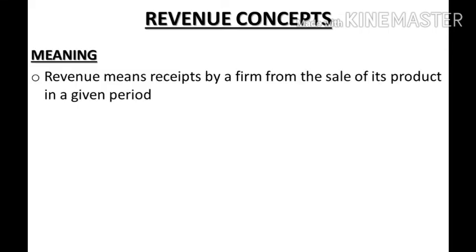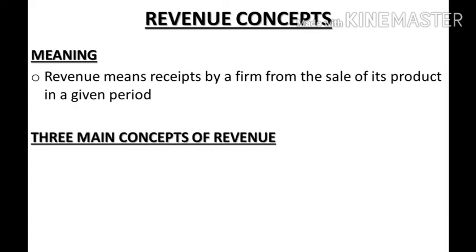The next thing in the chapter is revenue, because the caption of your chapter is cost and revenue analysis. Cost is the expenditure which the firm bears on account of production of any commodity, and revenue is the income that is earned by selling that output. So the meaning of revenue is receipt by a firm from the sale of its product in a given period. It is the sale receipts of a firm.